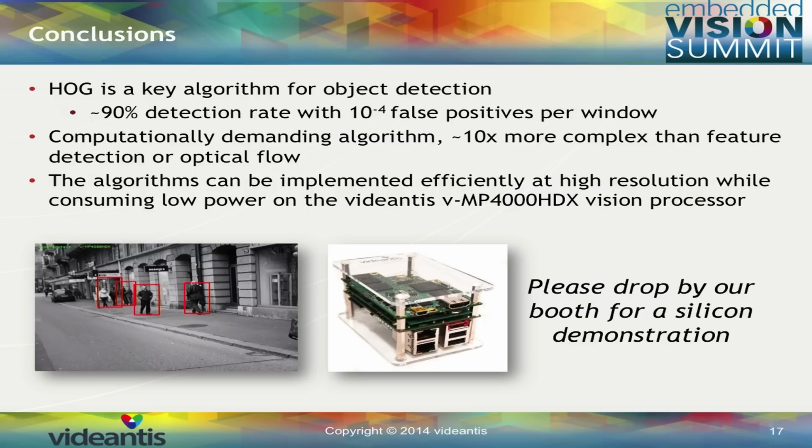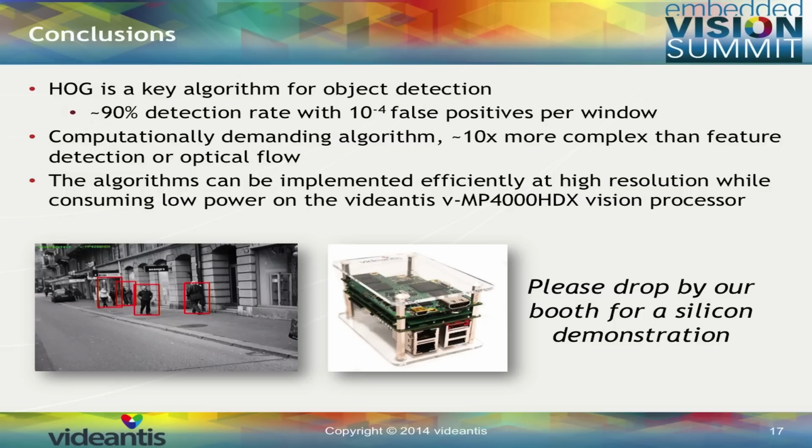Okay, that's the end of the presentation here. The conclusion is HOG is still a key algorithm for object detection. This morning, Jan showed deep learning algorithms, that there's a lot of potential there, so that's interesting. Still, with HOG, we have a lot of customers asking for it, and so it's still a key algorithm.